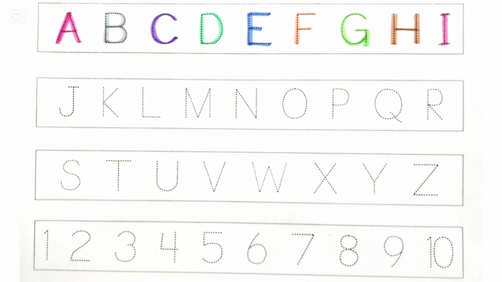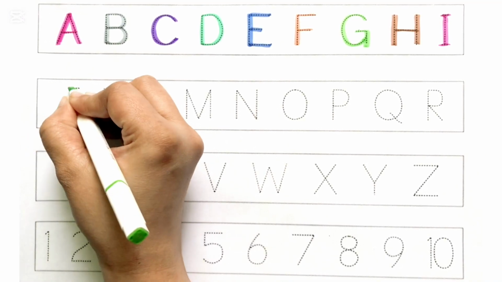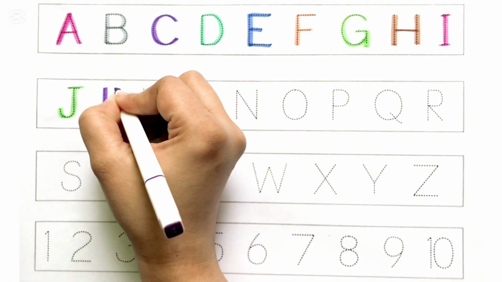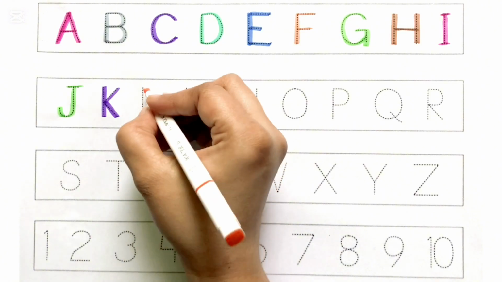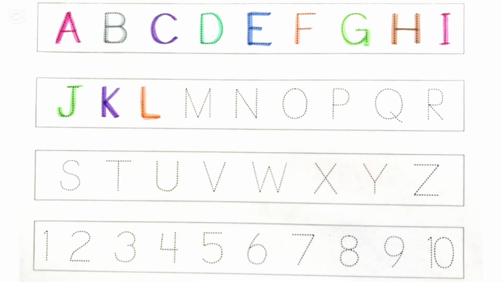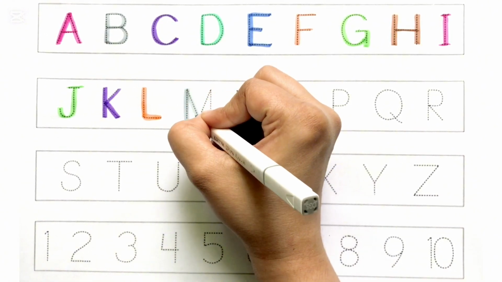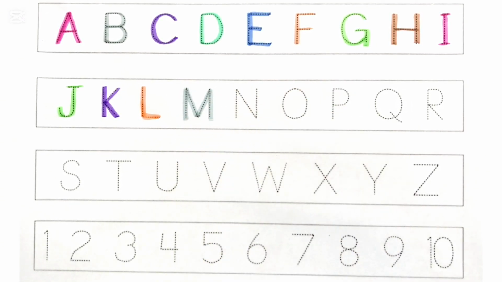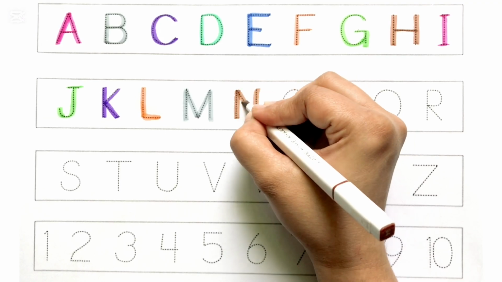I for insect. J for joker. K for kangaroo. L for lion. M for mango. N for nose.